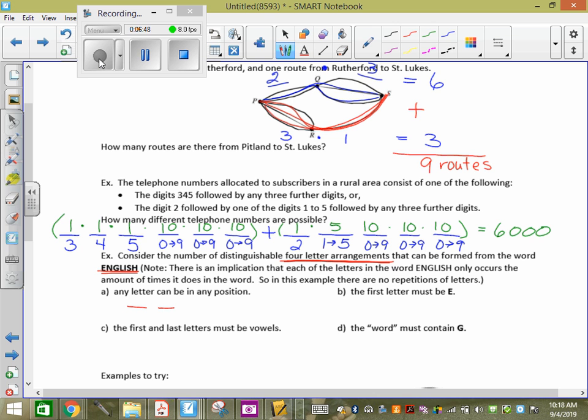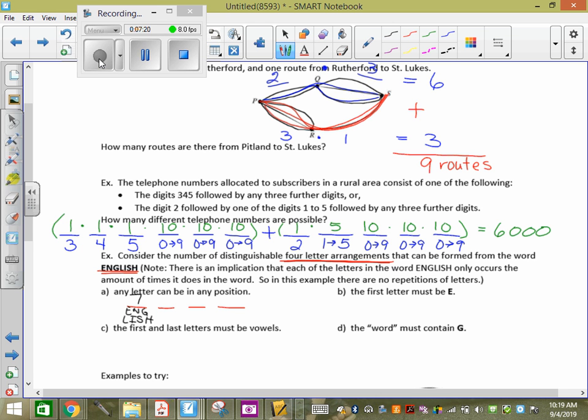So we have 1, 2, 3, 4. So how many letters would we have for the first blank? 7. We'd have E-N-G-L-I-S-H. I'm going to show this to you. You don't have to always show the options below, but I'm just going to show it to you for this example. So we would have 7. When it's a word, we assume no repetition, correct?